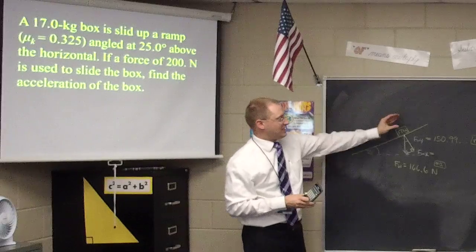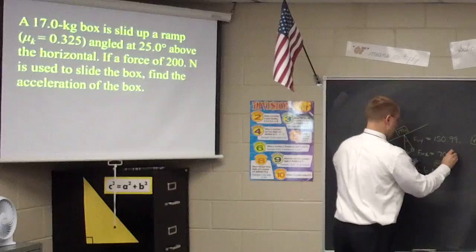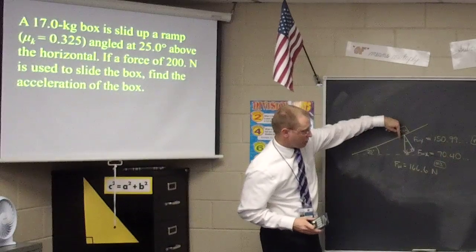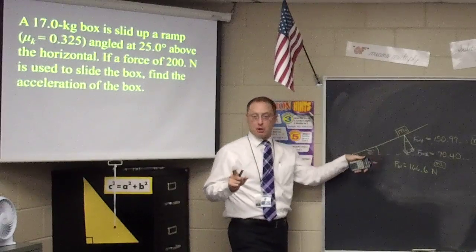How much weight pulls it down the ramp, class? 70.40. All right, again, that's the opposite. Here's your hypotenuse, there's the 25-degree angle. So we use the sine. Are we good on the two components?